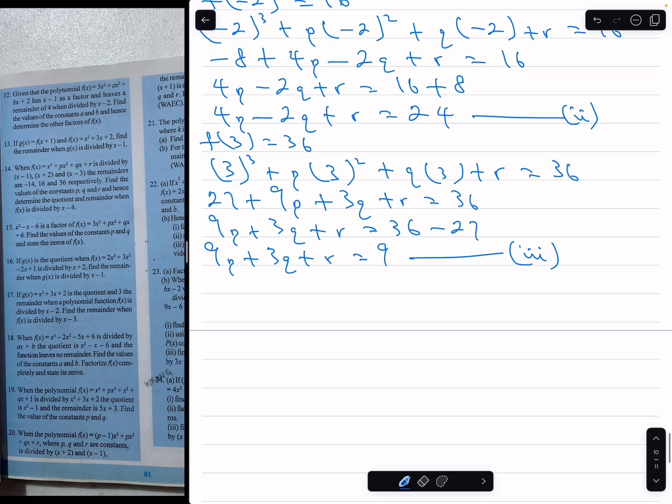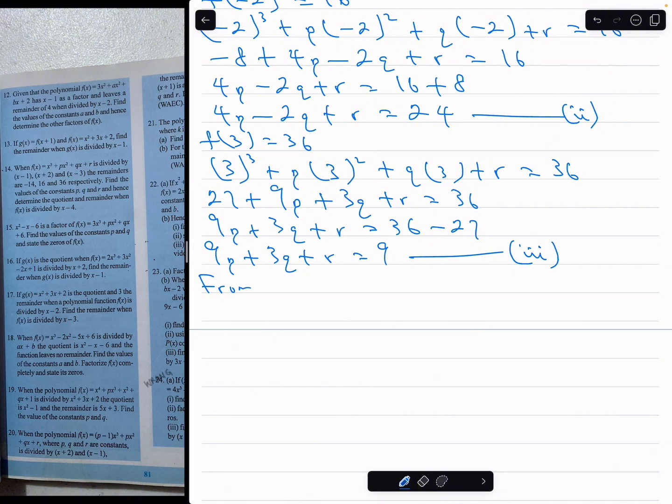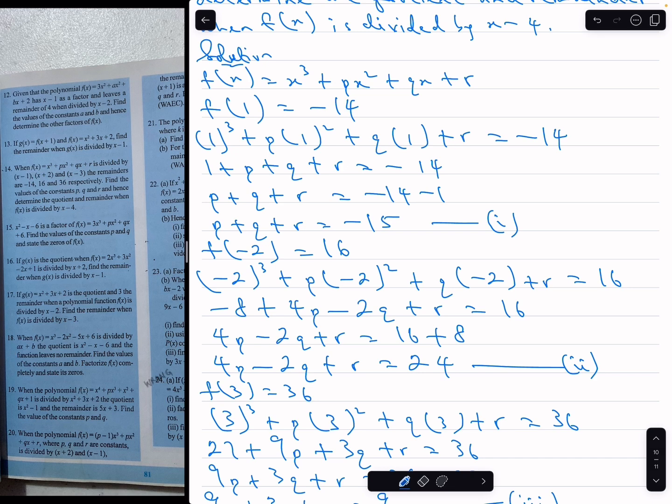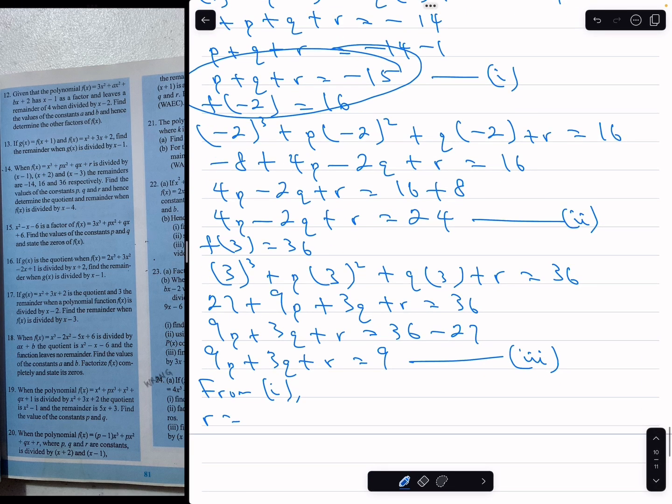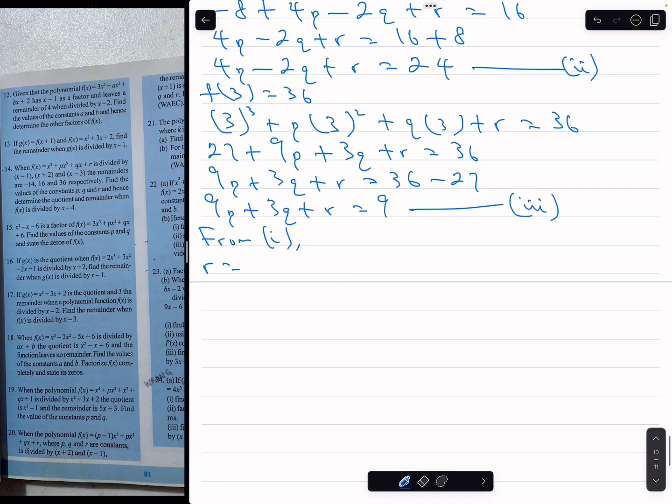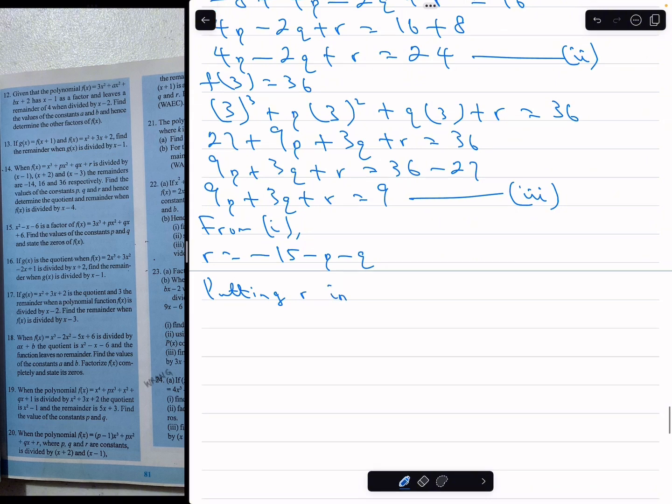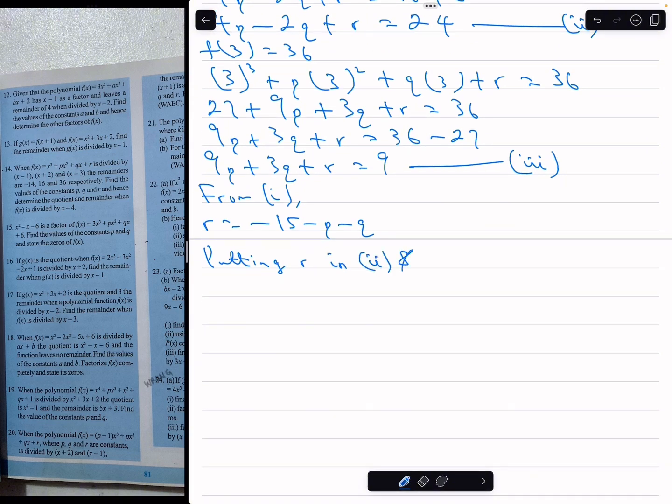Now, how do we solve the equations simultaneously? I can say from equation 1, r is equal to minus 15 minus p minus q. Now I'm putting r in equations 2 and 3.